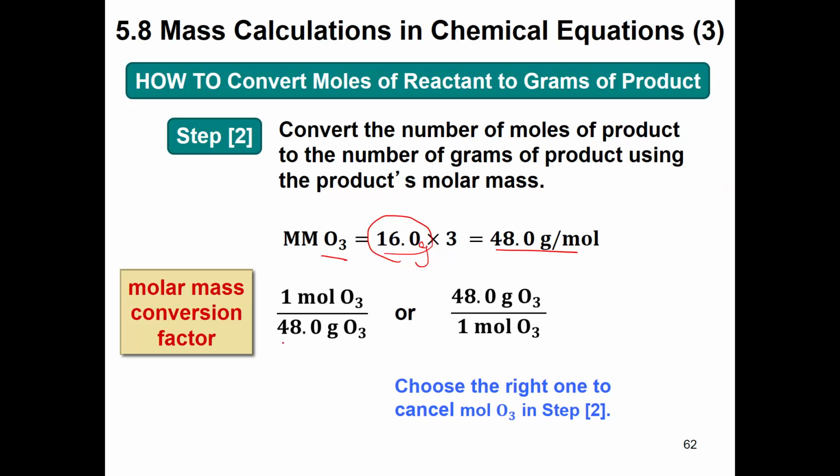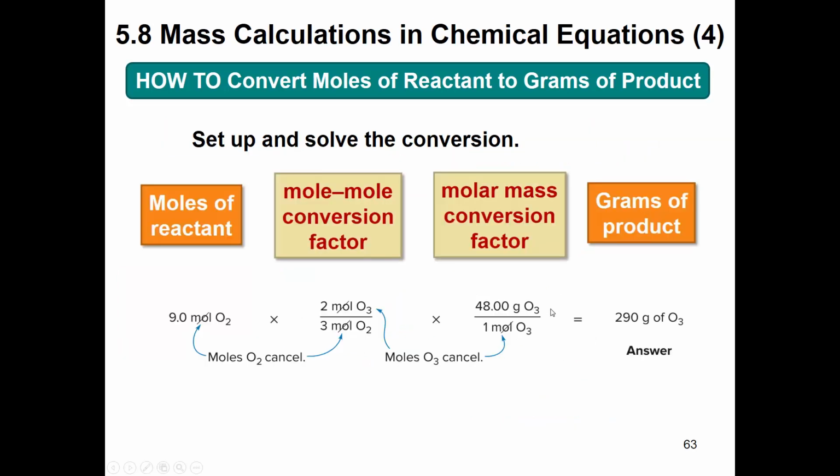And again, that's a conversion because 1 mole of O3 is the same as 48.0 grams of O3, and I can do that either way. And so I'm going to use that in order to cancel. So what I started out with was 9 moles of oxygen, and it wanted to tell me how many grams of ozone that I could make. And so remember that it was 3 O2s going to 2 O3s.